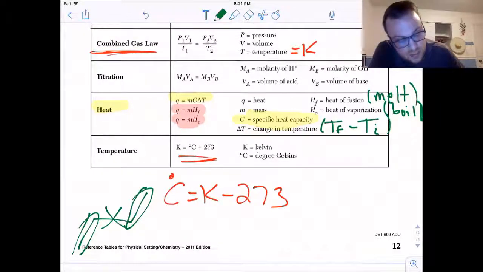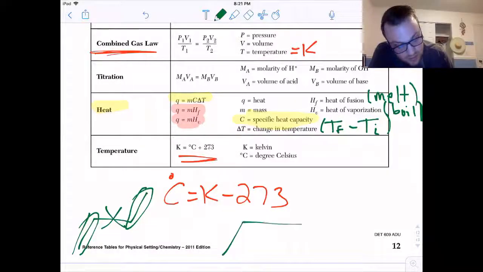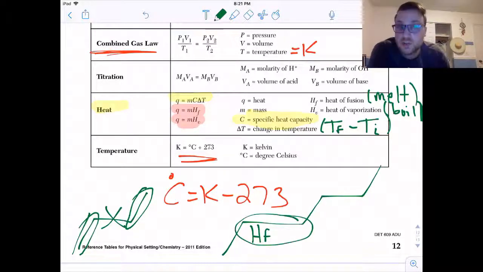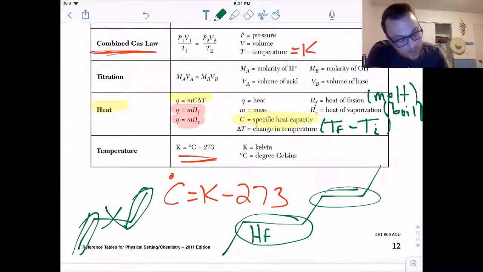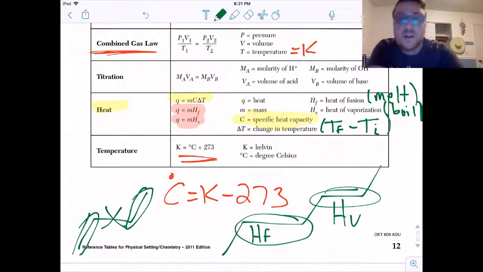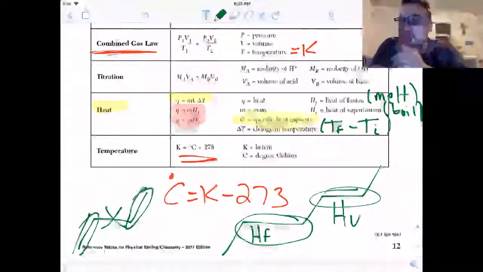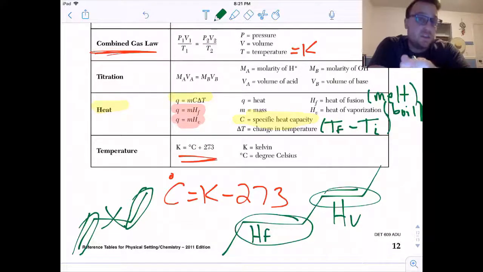If we think of a heating curve, this is where you use your Hf equation, when a substance is melting, because the temperature is not changing. Notice, temperature is not even a variable in this equation. And then we use the Hv when a substance is undergoing vaporization. So it's a much simpler equation. There's no deltas involved. All you need to know is where is Hf and where is Hv.